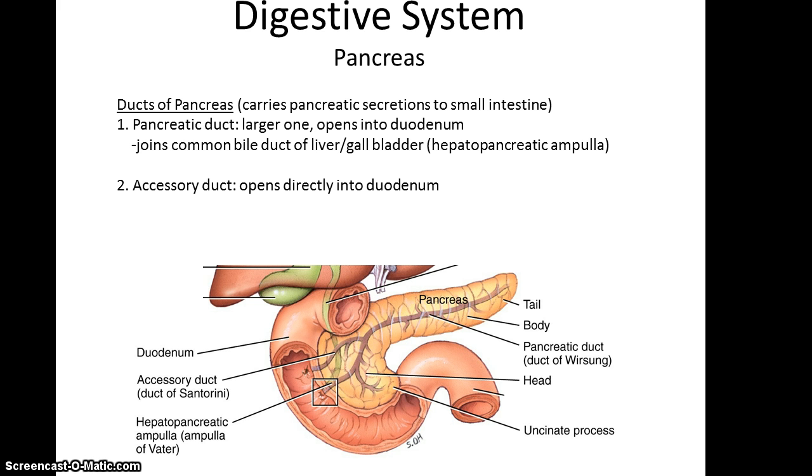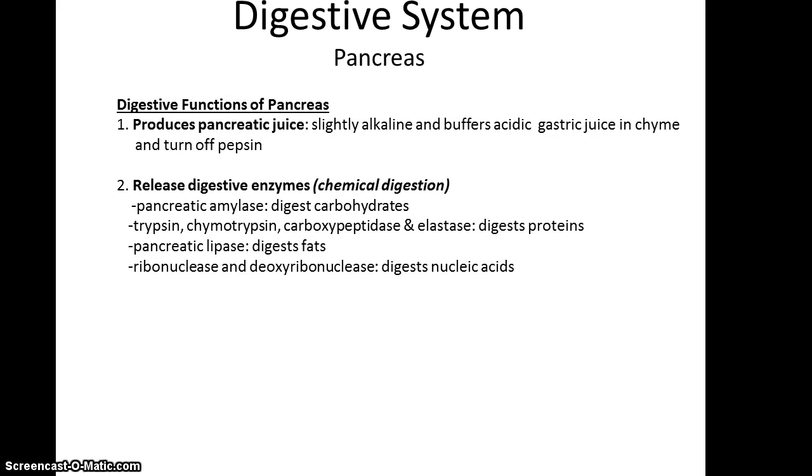It has the pancreatic duct, which is the larger one that opens into the duodenum via the hepatopancreatic ampulla that fuses with the common bile duct of the liver. The second duct is the accessory duct, and it opens directly into the duodenum without fusing with anything. And these ducts release the pancreatic juices and enzymes.